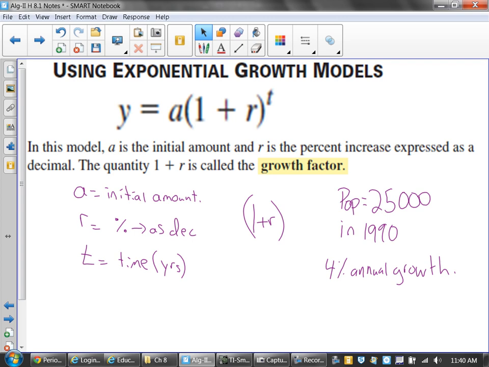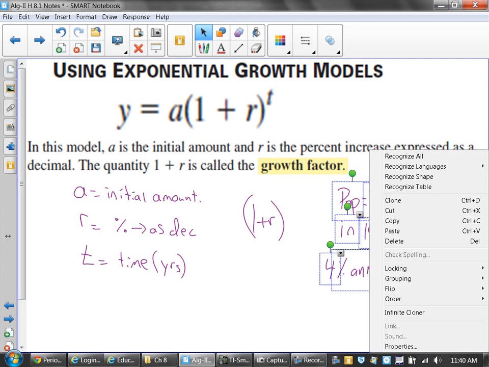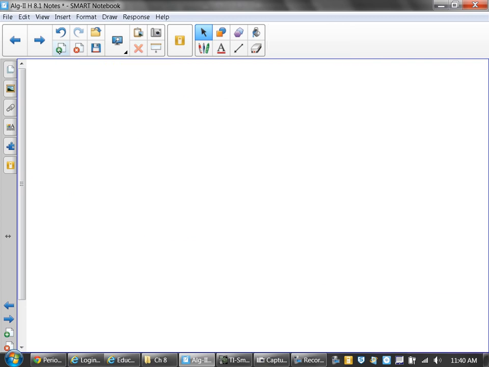Does that make sense? That's usually tough for people to understand. All right. 1990 to the year 2000. Yeah. All right. 4%. How do you write 4% as a decimal? 0.04. Good. So let's take this basic information and see if we can come up with what this would look like via a model using that.